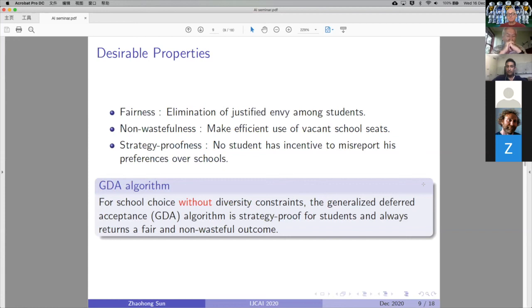The first one is fairness, which requires that the outcome should eliminate justified envy among students. The second property is non-wastefulness, which requires that the outcome should make efficient use of vacant school seats. The third property is strategy-proofness, which requires that all students should truthfully submit their preferences. For the basic school choice model, there exists an algorithm called generalized deferred acceptance, which is strategy-proof for students and always outputs a fair and non-wasteful outcome.